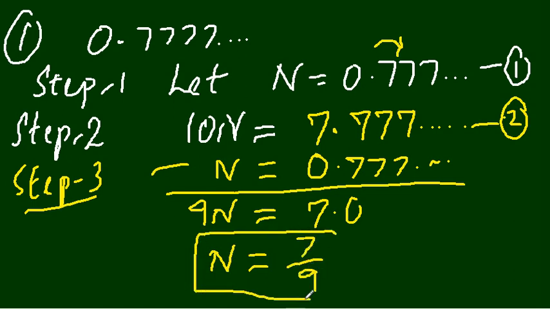That's it. So the decimal 0.7777 is nothing but the rational number 7 over 9. You can actually do the division or use a calculator to check if your answer is correct or not. Now, let me move on to a second example.